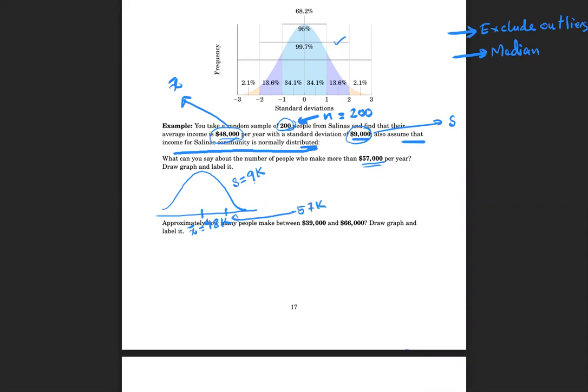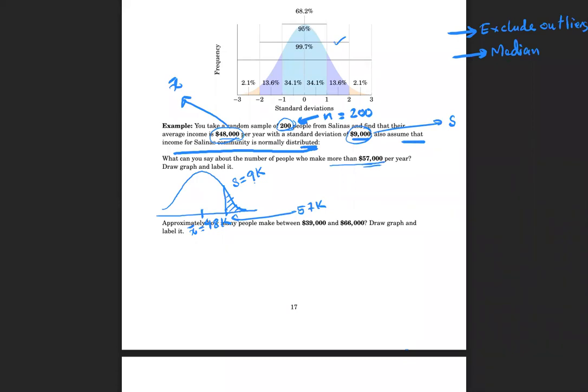So now you draw a vertical line. You want to find out more than 57,000, so you're looking for this region. And that's how you want to do these problems. Shade the appropriate region after creating the diagram, and then try to find out what this region is going to be.